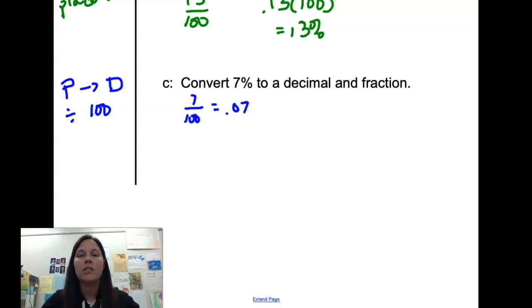Another option, just like multiplying by 100 moves the decimal 2 places to the right, dividing by 100 moves that decimal 2 places to the left. And then converting that decimal to a fraction, we actually already have that because we set it up as division by 100. So there's our fraction. And then the only other thing we would do is see if it would simplify. And 7 over 100 is already in simplest form.